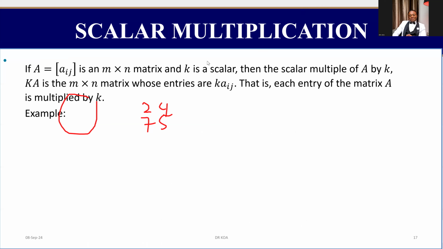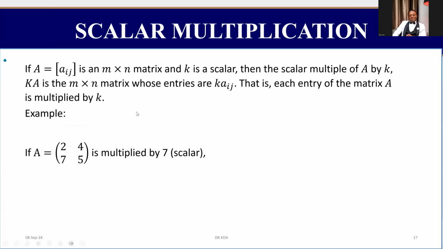Okay. Let's go to scalar multiplication. In the matrix, do you remember what a scalar is? It's like a constant number. That's a scalar. Single number, constant number. So when you look on your screen here, you have A, but A is now being multiplied by 7. 7 is a scalar.